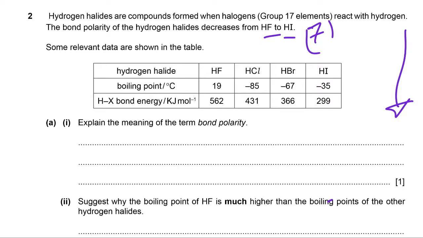Here in the table, some relevant data are shown: hydrogen halides, HF, HCl, HBr, and HI, and their boiling point, and H-X bond energy, which is measured in kilojoules per mole. In the first question, explain the meaning of the term bond polarity.